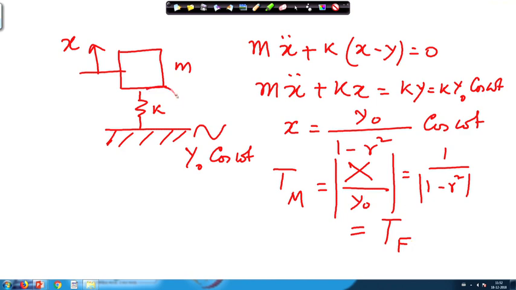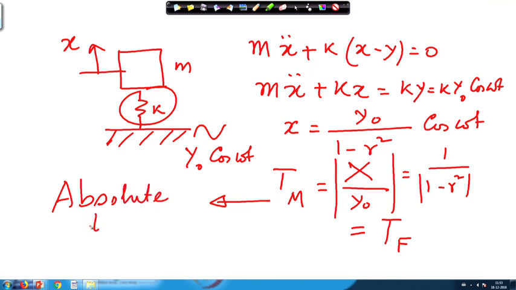If you have a nonlinear spring, for example, or any nonlinear damper, which may always be present, then T m and T f will be totally different. Here we call this the absolute motion transmissibility. We can also have a relative transmissibility.